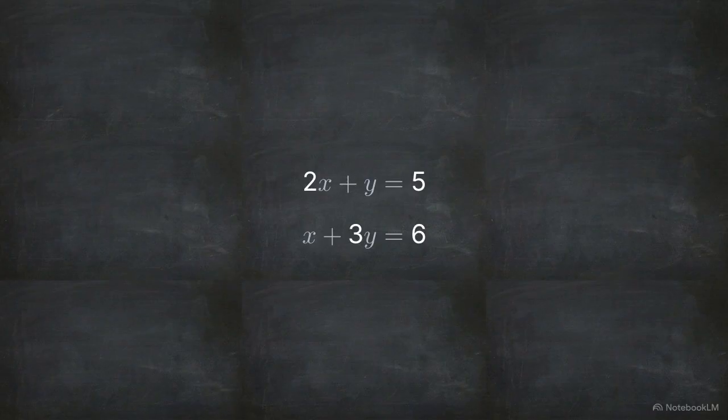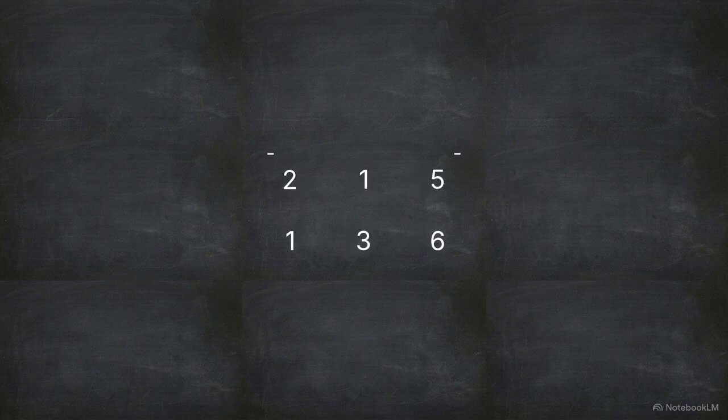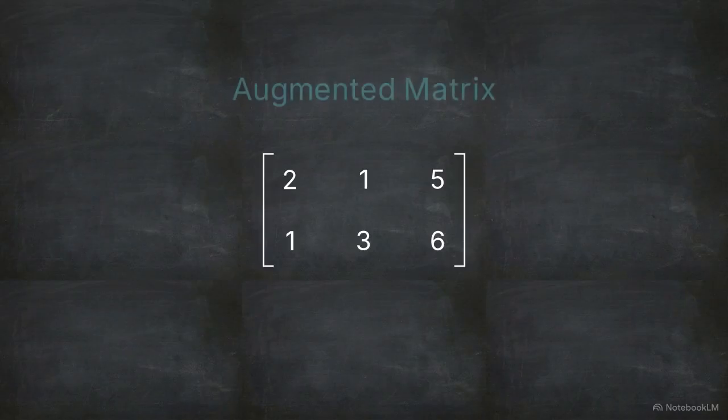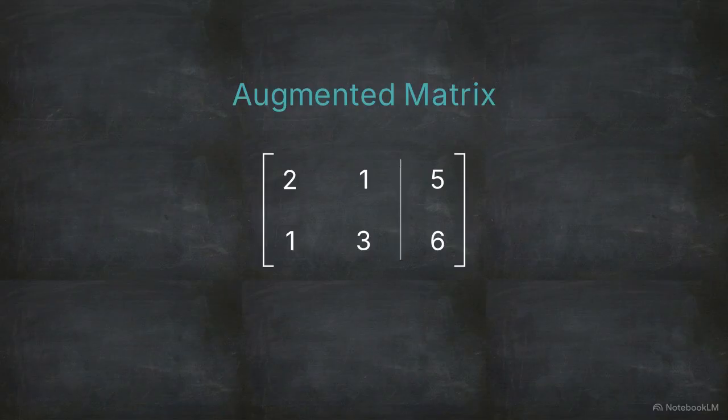To solve this at scale, we must strip away the algebraic syntax to reveal the raw numerical architecture. We remove the x and y variables, the addition signs, and the equal signs, leaving only the floating numbers. These numbers then lock into a rigid rectangular grid. This structural data model is known as an augmented matrix. A vertical boundary line separates the matrix into two distinct data categories.